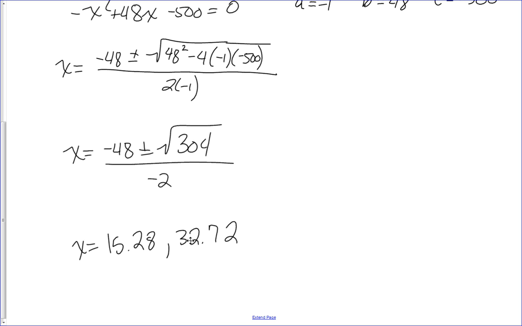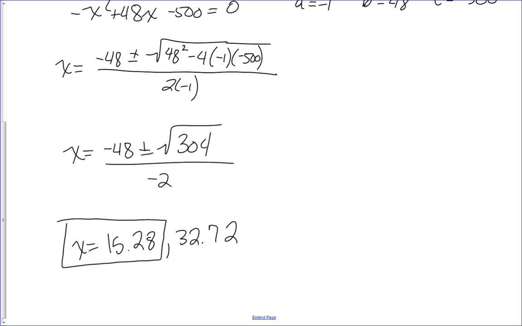Now, it says what is the least amount you can charge and still make at least $200 profit? Well, the least you can charge is going to be the smaller of these two numbers. Since 15.28 is the smaller of the two numbers, that's the least amount that you can charge for the CDs and still make a $200 profit.